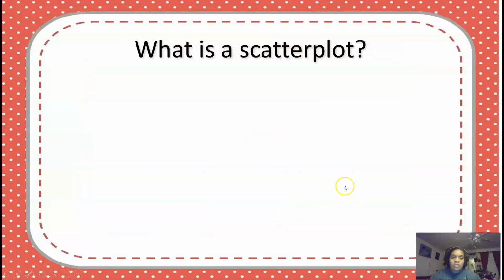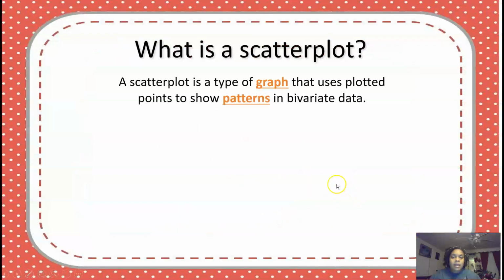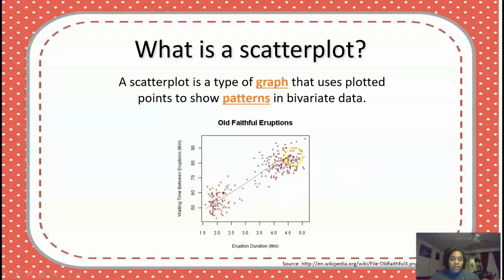Okay, so what is a scatter plot? A scatter plot is a type of graph that uses plotted points to show patterns in bivariate data, meaning they give us the data and we plot the dots. No, it is not a dot plot. It is actually points on a graph. And our goal is to find the best fit line.